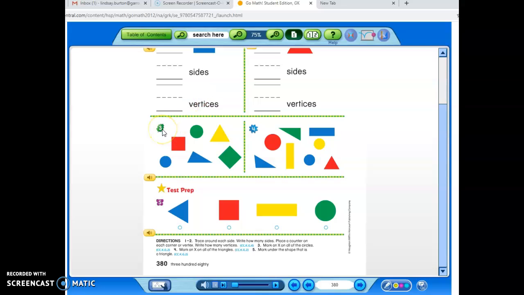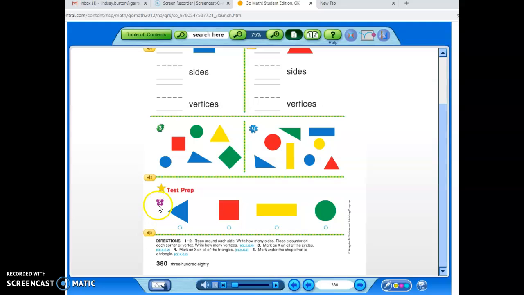Alright, then you're going to put your finger on the green leaf. In this little area right here, I want you to put an X on all the circles you see. Then we're going to look by the blue flower. In this little area, I want you to put an X on every triangle you see.